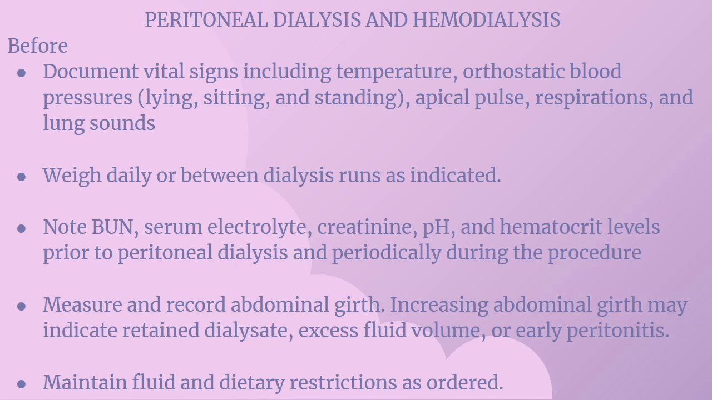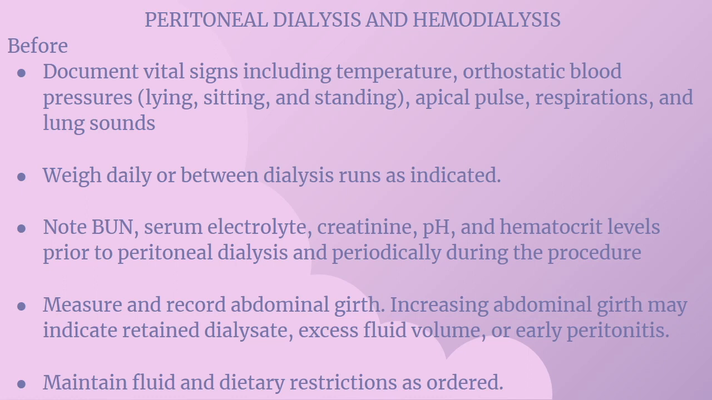So first is document vital signs including temperature, orthostatic blood pressures when lying, sitting, and standing, apical pulse, respirations, and lung sounds. Next is weigh daily or between dialysis runs as indicated. Next is note the BUN of the patient, the serum electrolyte, creatinine, pH, and hematocrit levels prior to peritoneal dialysis and periodically during the procedure.